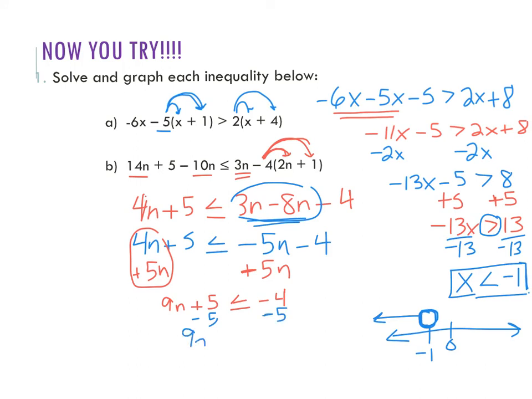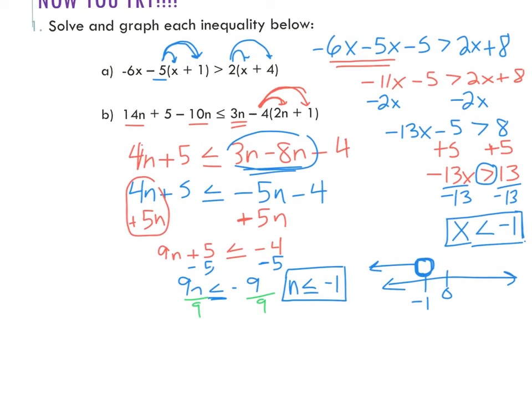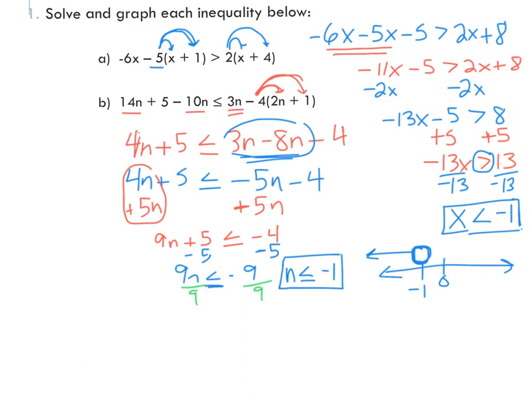So we have 9n less than or equal to negative 9. And then the last step would be dividing by 9. And here we're dividing by a positive number, so we don't have to flip the sign. So we're left with n less than or equal to, looks like negative 9 over 9 would be negative 1. So we get similar solutions here. The only difference is, in this case, it's going to be a closed circle.